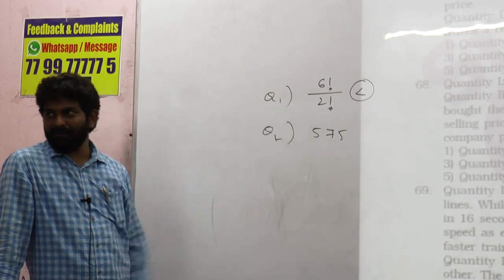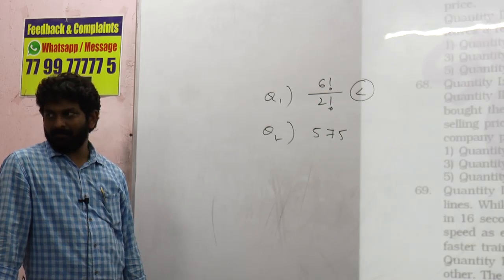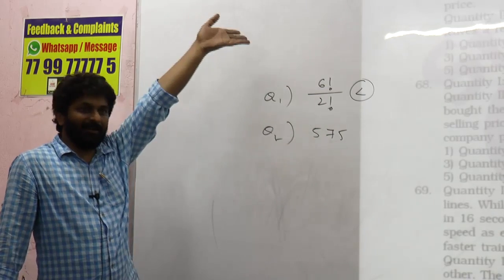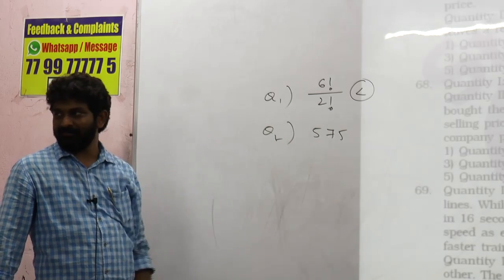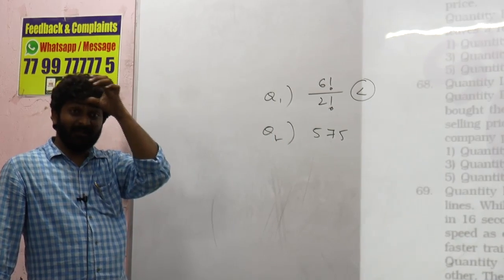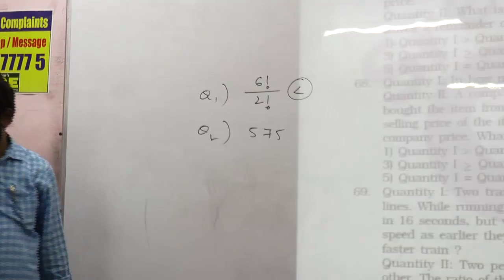Don't need exact number. Half of 6 factorial will be definitely less than 575. Understood? Yes or no? Right.